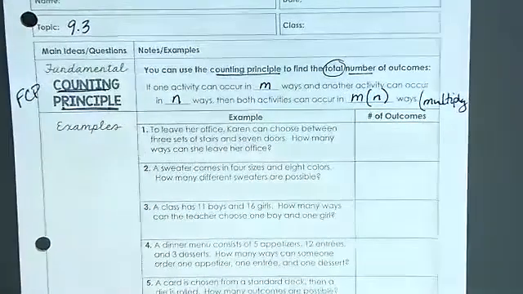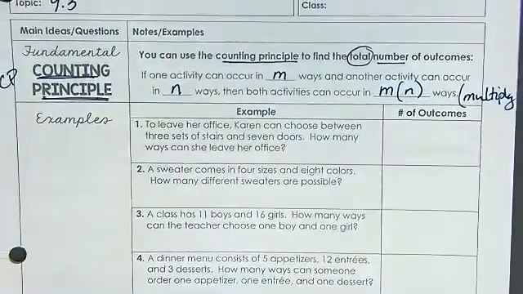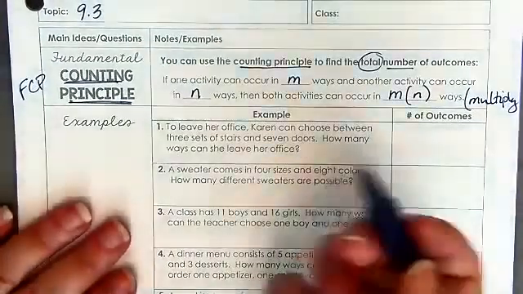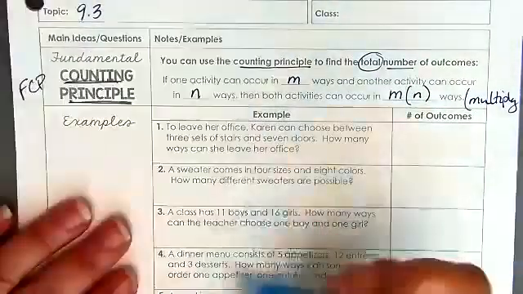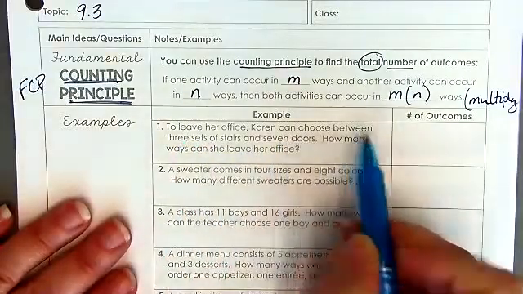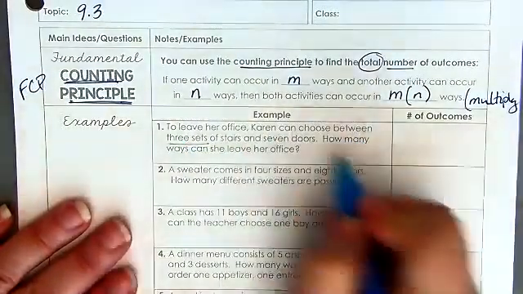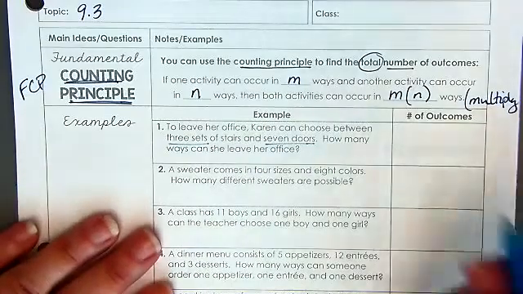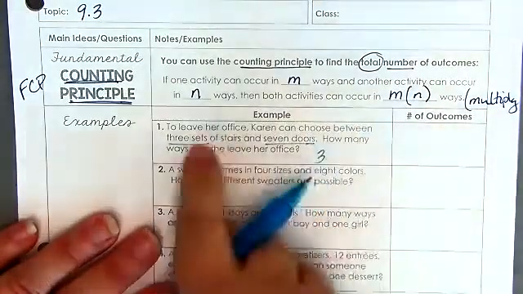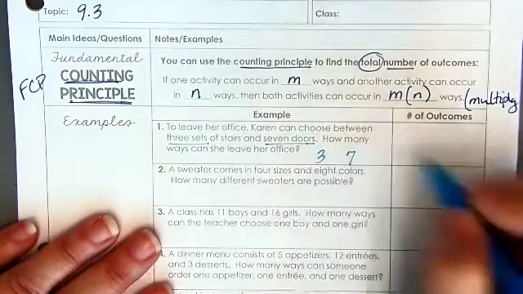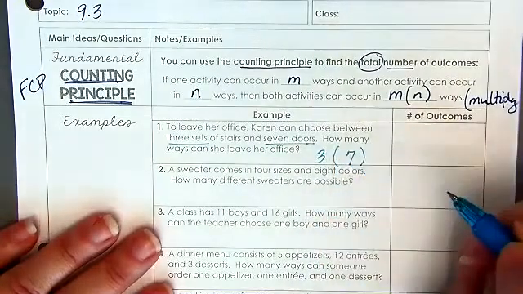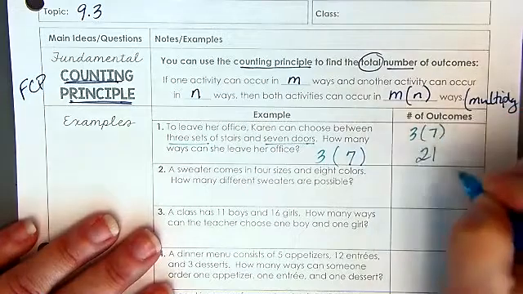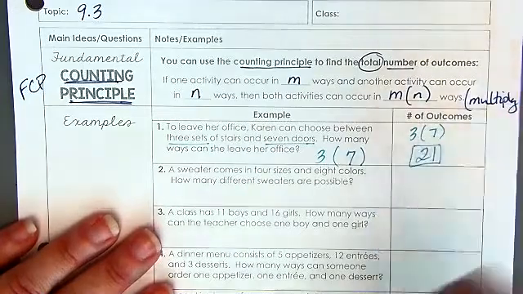Multiply. Oh, I can zoom in now. Okay. So let's look at a couple of examples here. It says to leave her office, Karen can choose between 3 sets of stairs and 7 doors. How many ways can she leave her office? Well, I've got 3 sets of stairs and 7 doors, so I'm going to multiply those two. 3 times 7 gives me 21 as my answer.